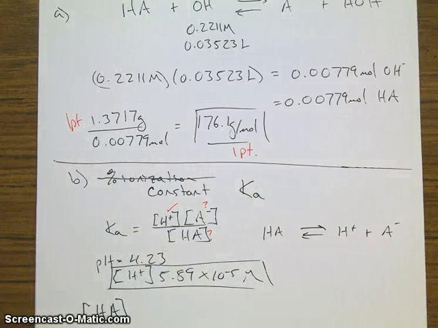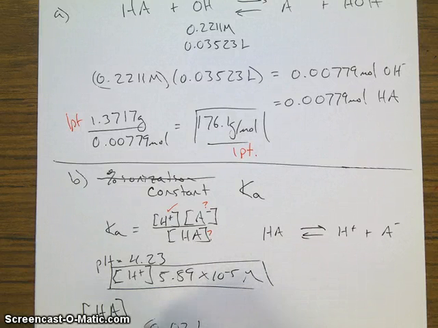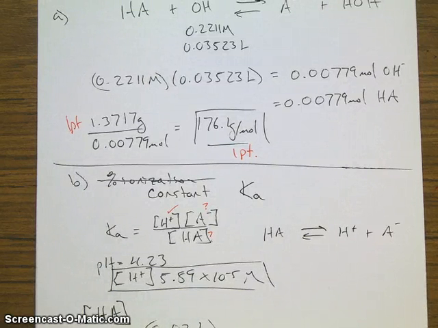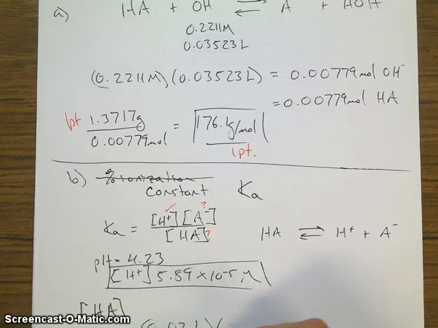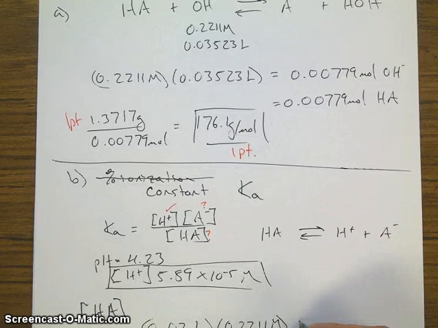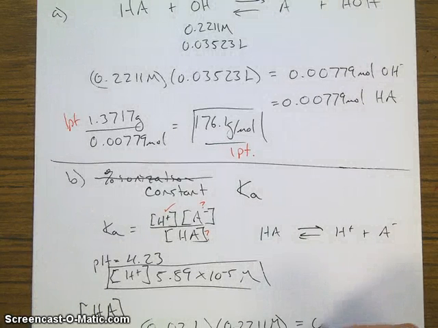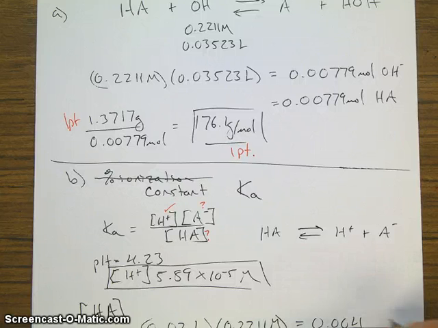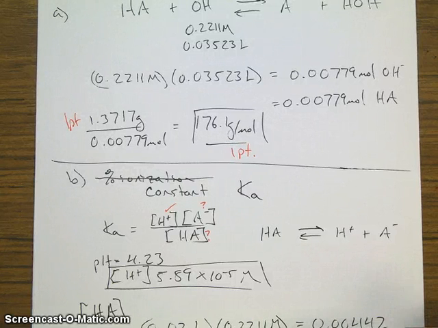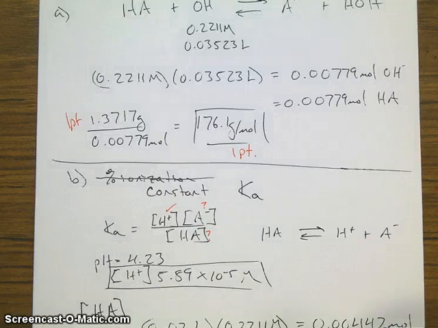I do know that at a pH of 4.23, we used 0.02 liters of it. They tell that to you in the question because they say that 20 milliliters of sodium hydroxide have been used. So if I multiply that times the concentration, which is 0.2211 molarity, that is going to give you the moles of acid that actually reacted, which is 0.00442, and that's the moles of sodium hydroxide that reacted.